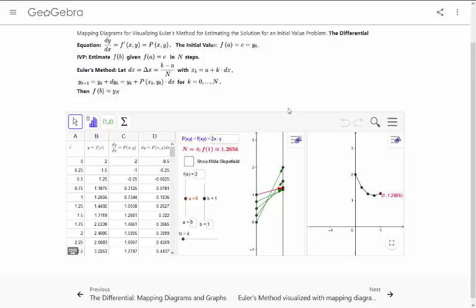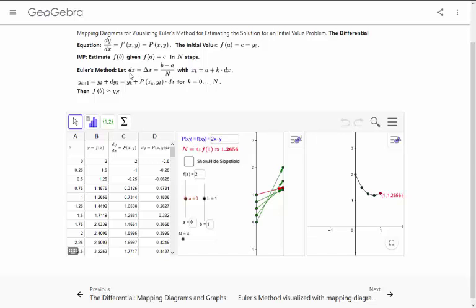On this page, we will examine the GeoGebra worksheet that I've created to visualize Euler's method for estimating the solution for the initial value problem for the differential equation where the derivative is equal to some function of x and y, with an initial value given by the value of f at some a equals c, which we'll call y0. Euler's method for estimating the solution to the initial value problem is to estimate the value of f of b, given f of a is equal to c, in n steps.